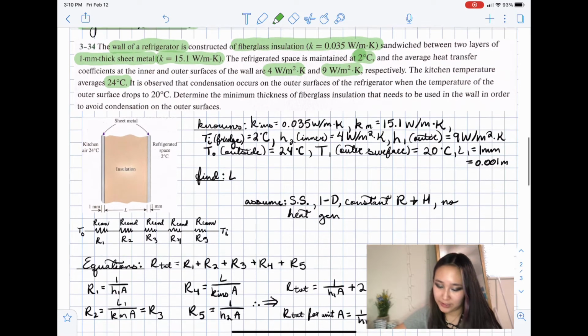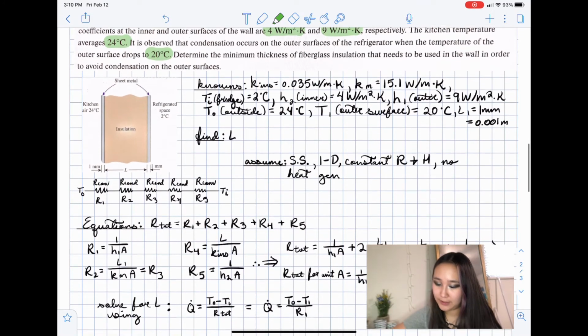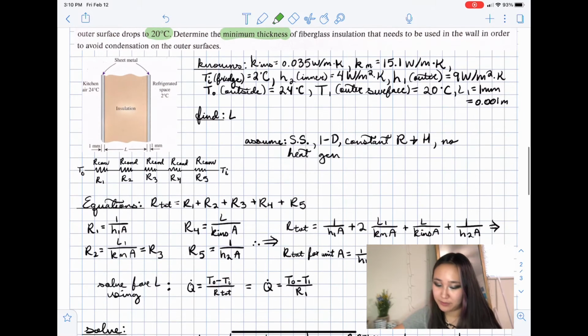So we need to make sure that the outer surface temperature doesn't drop to 20 degrees Celsius. And to do this, it wants us to determine the minimum thickness of fiberglass that it needs to be in order to avoid condensation on the outside.